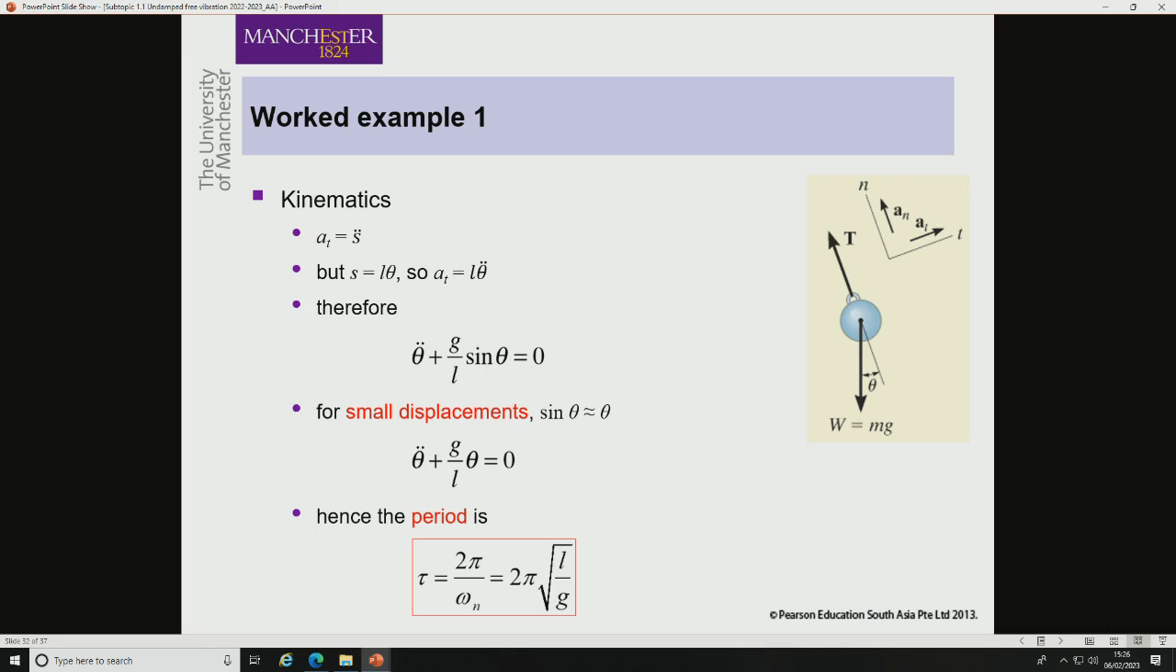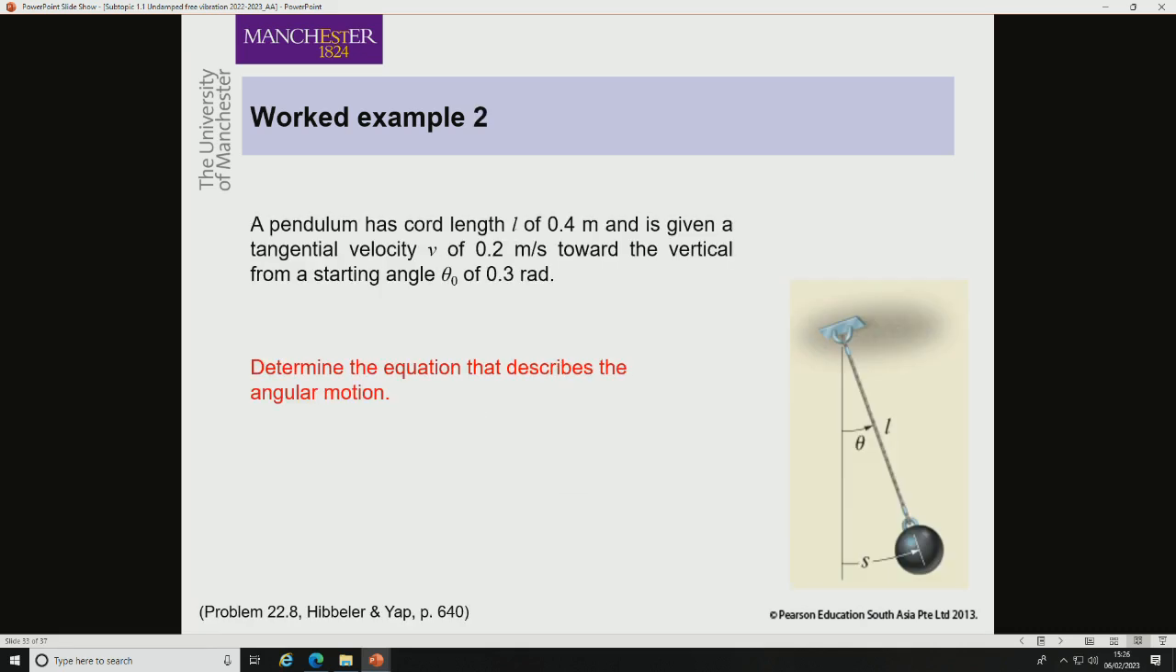Again, deriving equations is very important, but if you don't know what they mean, we are missing something. So please try to reflect on the equations that we use in general. Then the solution of the next one, worked example two.